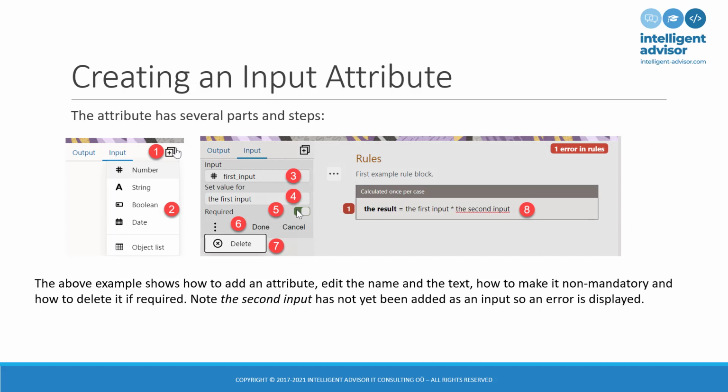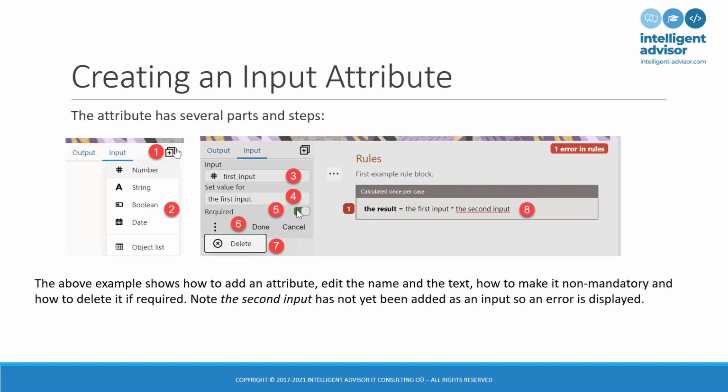So here's a detailed screenshot that walks through the steps. On the left-hand side of the decision service window, you can see output and input, two separate clickable tabs. I've clicked the input tab, and I can then click the plus button to create one or more input fields. I can choose the type.